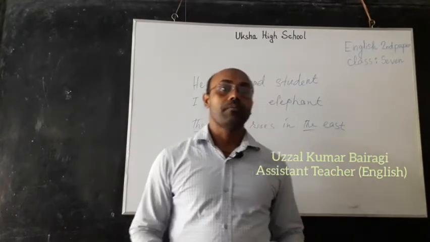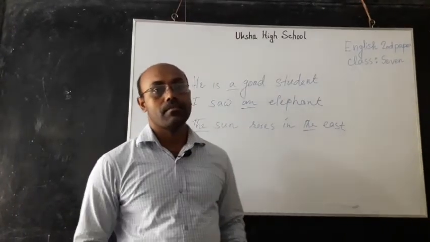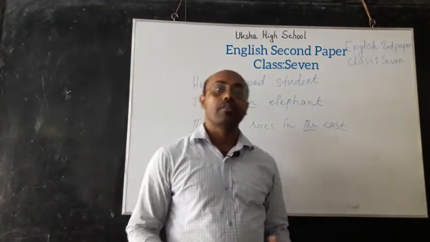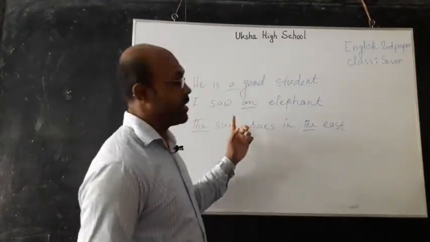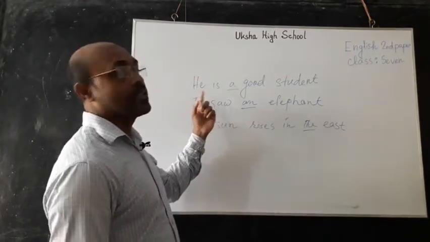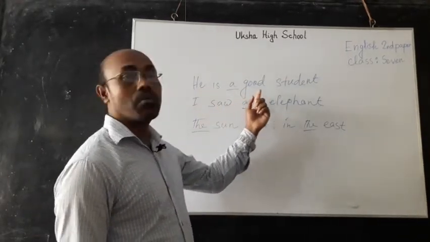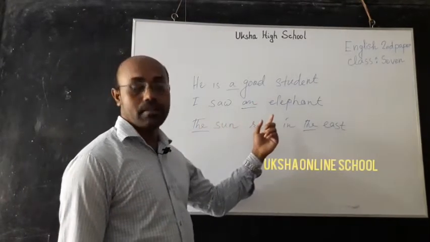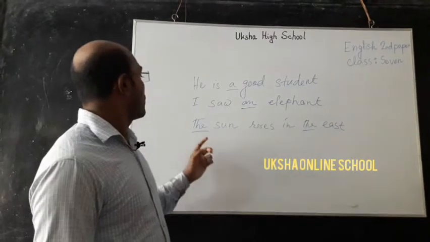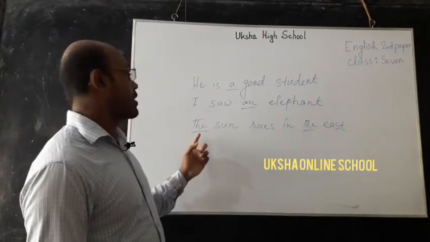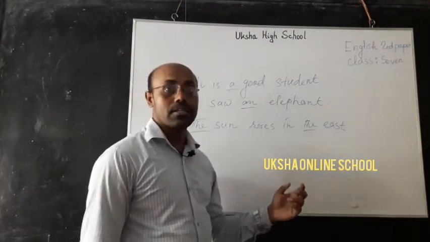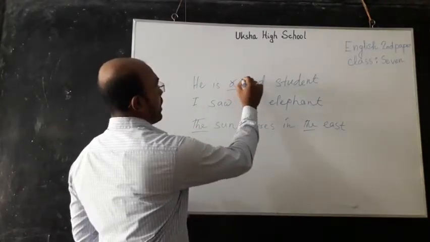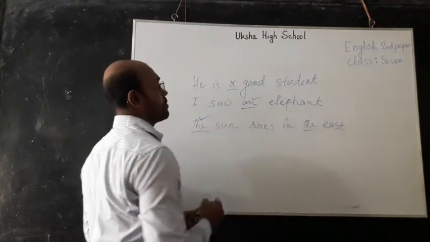Today I will discuss English second paper for class 7. Dear students, look at the board please. Here is a sentence: he is a good student. Another sentence: I saw an elephant. And another sentence: the sun rises in the east. So here I have written a and the.